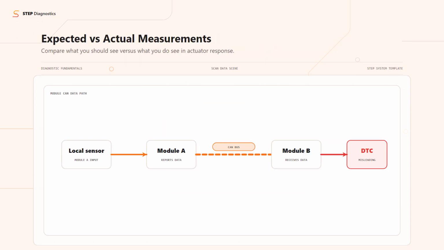When the module commands the actuator on, you should measure expected voltage or continuity at the correct pins. Lack of expected readings confirms an open, high resistance, or driver fault. Always reference voltage at both the actuator and the controlling module output.